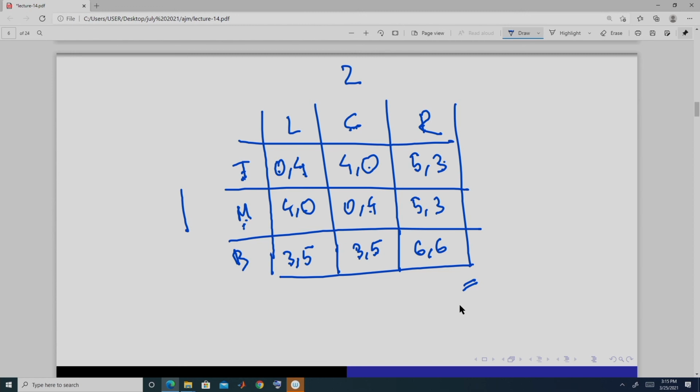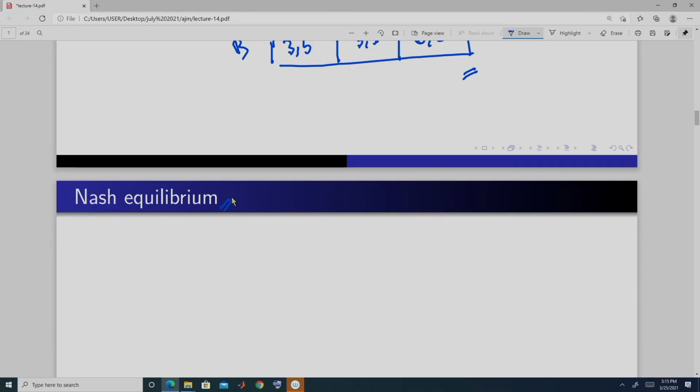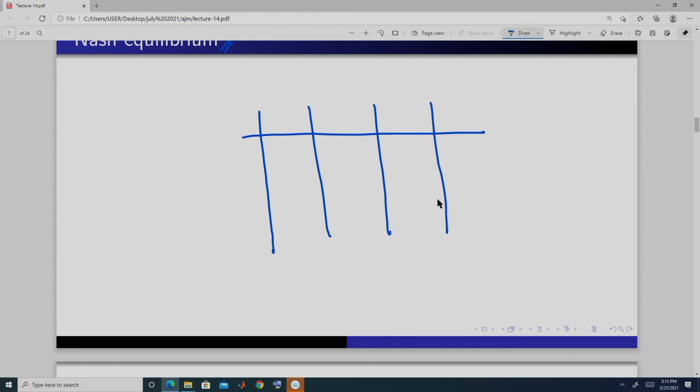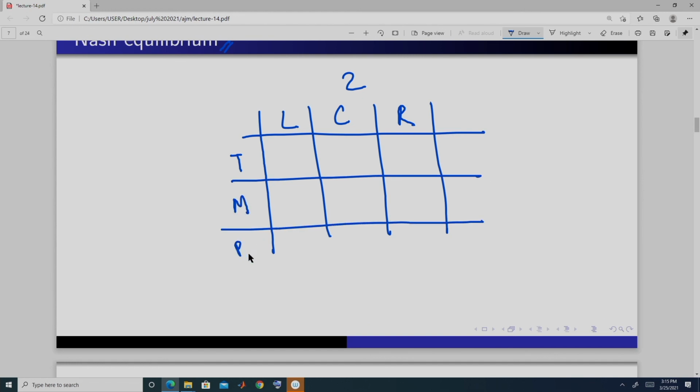So, we need to improve our solution concept. Here comes this solution concept, and that is Nash equilibrium. Okay? And we will find the Nash equilibrium of this game. So, let us take this game again. L, C, R for player 2, this is T, M, and this is B.